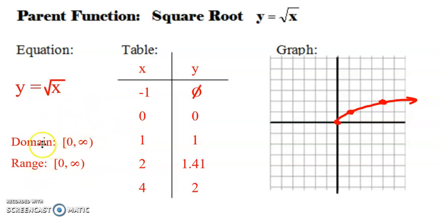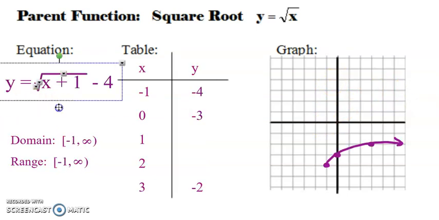So I've got interval notation here. In this case, domain starts at x equals 0 and goes forever to the right towards positive infinity. And same thing for our range. We start at y equals 0 and we go up very slowly, but up forever to positive infinity.